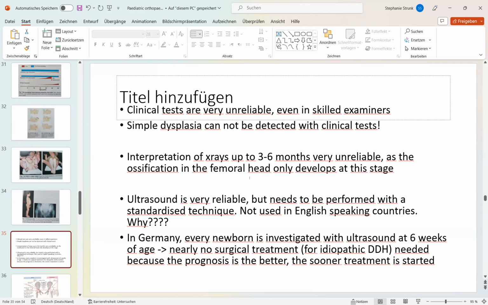So if you see a study about ultrasound and DDH, you need to check which technique was used. Ultrasound does not equal ultrasound. So in Germany, every newborn is investigated with ultrasound at 6 weeks of age. And we have nearly no surgical treatment for idiopathic DDH. To be honest, kids who have neuromuscular disorders, of course, they still get it. But nearly no surgical treatment for idiopathic needed, because the prognosis is much better the sooner treatment is started.